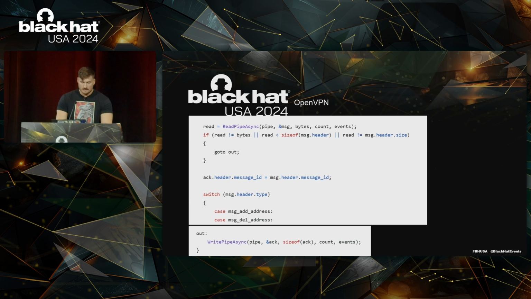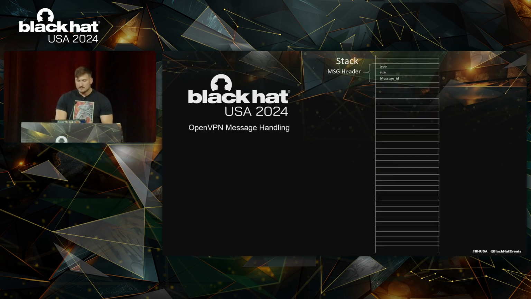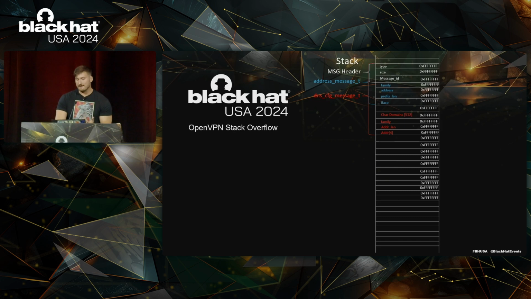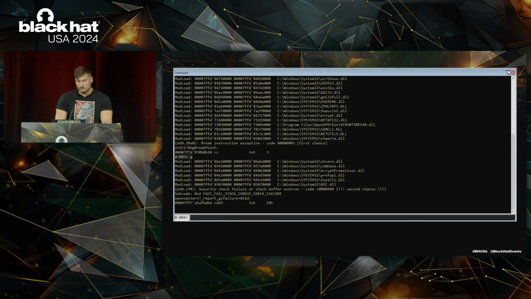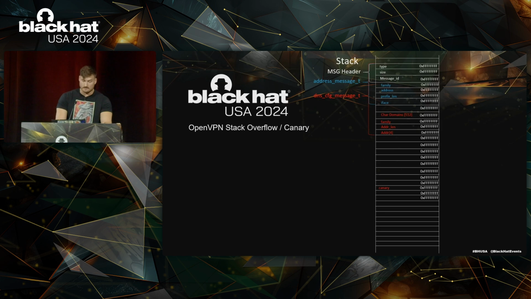And so obviously it's a stack overflow, because, for instance, here I have an example of a message, all of which have the message header, and then the fields of a specific message, as for example, address message T will have family, address, prefix_len, and iface. And so if I send another message example, if I send enough data, it will overflow all these fields and go out of the message. And this is a stack overflow. And obviously, after a first exploit, we'll have something like that. Fast fail, stack cookie check failure, which means we have a canary, a stack canary here.